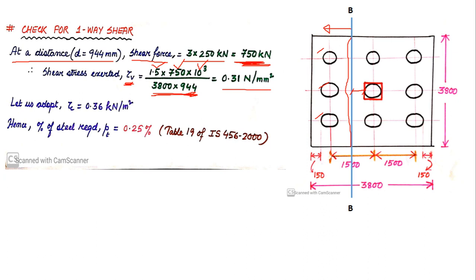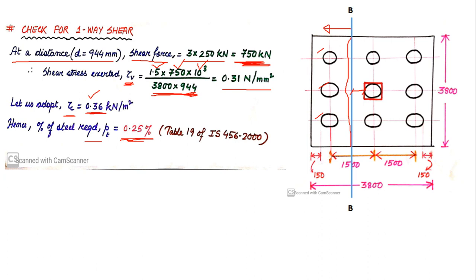Now we all know that for a section to be safe from shear force, tau c should always be greater than tau v. So we adopt a value of tau c from IS 456 table 19 such that it is slightly higher than tau v. We got that the tau v value was 0.31, so let us take a value slightly higher than 0.31, say 0.36. This is something we have adopted from table 19. From the same table you will find that for tau c equal to 0.36, the percentage of steel required is 0.25%. So this is the requirement of steel as per shear force.